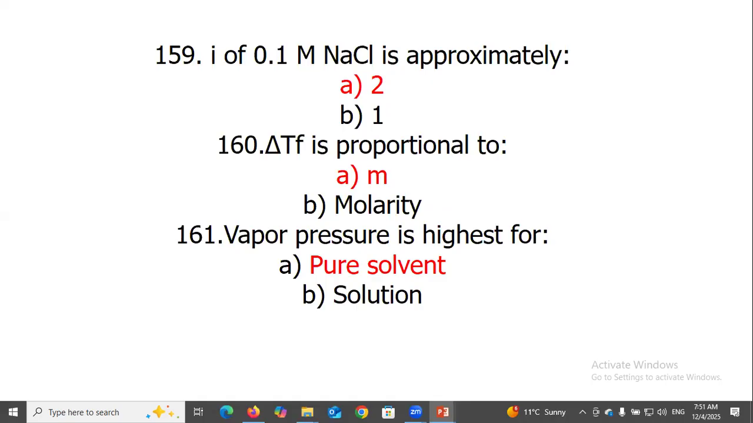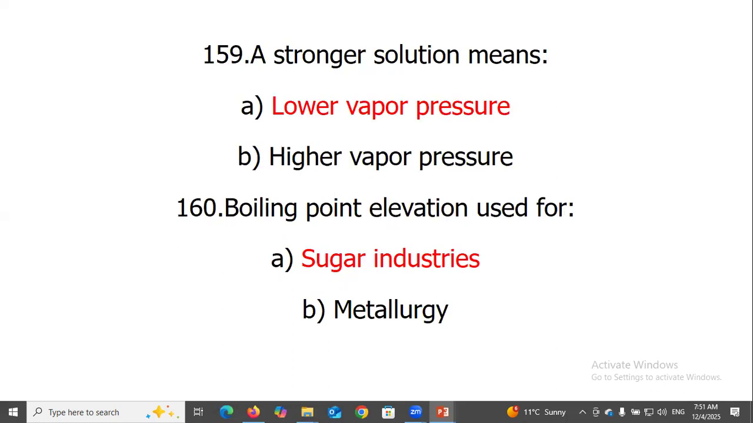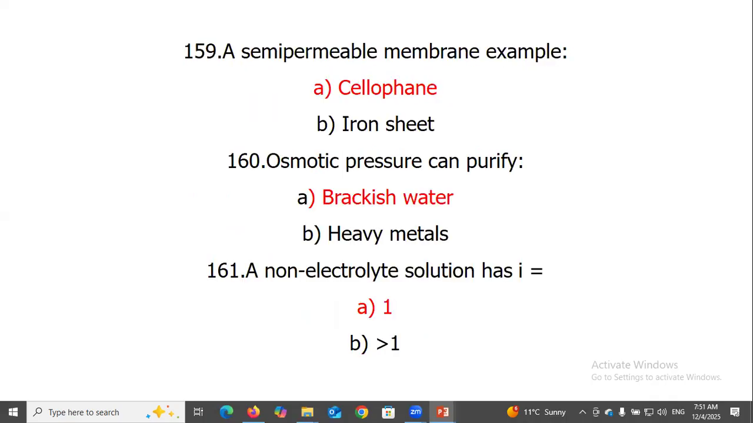The van't Hoff factor of 0.1 mole sodium chloride is approximately 2. Delta Tf is proportional to molality. Vapor pressure is highest for pure solvent. A stronger solution means lower vapor pressure. Boiling point elevation is used in sugar industries. A semi-permeable membrane, for example, is cellophane. Osmotic pressure can be used to purify brackish water. A non-electrolyte solution has i equal to 1.